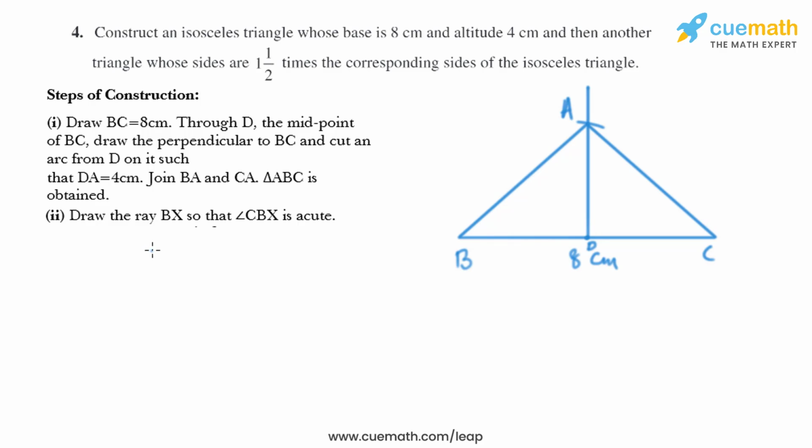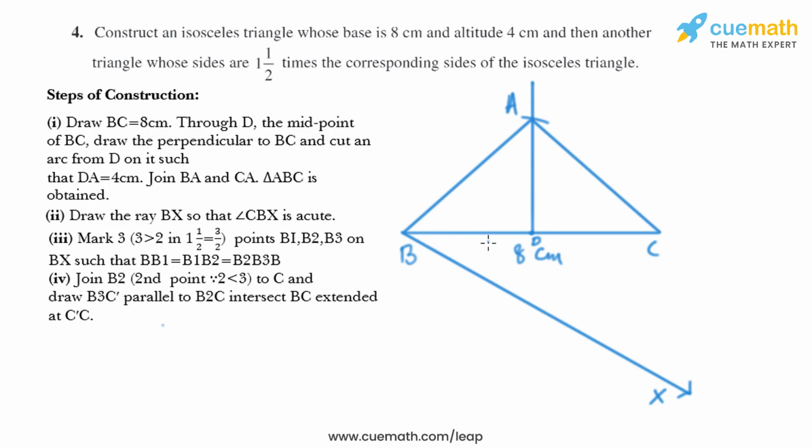Now in the next step we need to draw a ray BX that makes an acute angle with BC. So we'll draw a line like that and we'll name it BX. So angle CBX is an acute angle. Now in the next step we need to mark 3 points B1, B2, B3 on BX. And after that we need to join B2 to C. So like that we'll join B2 to C.